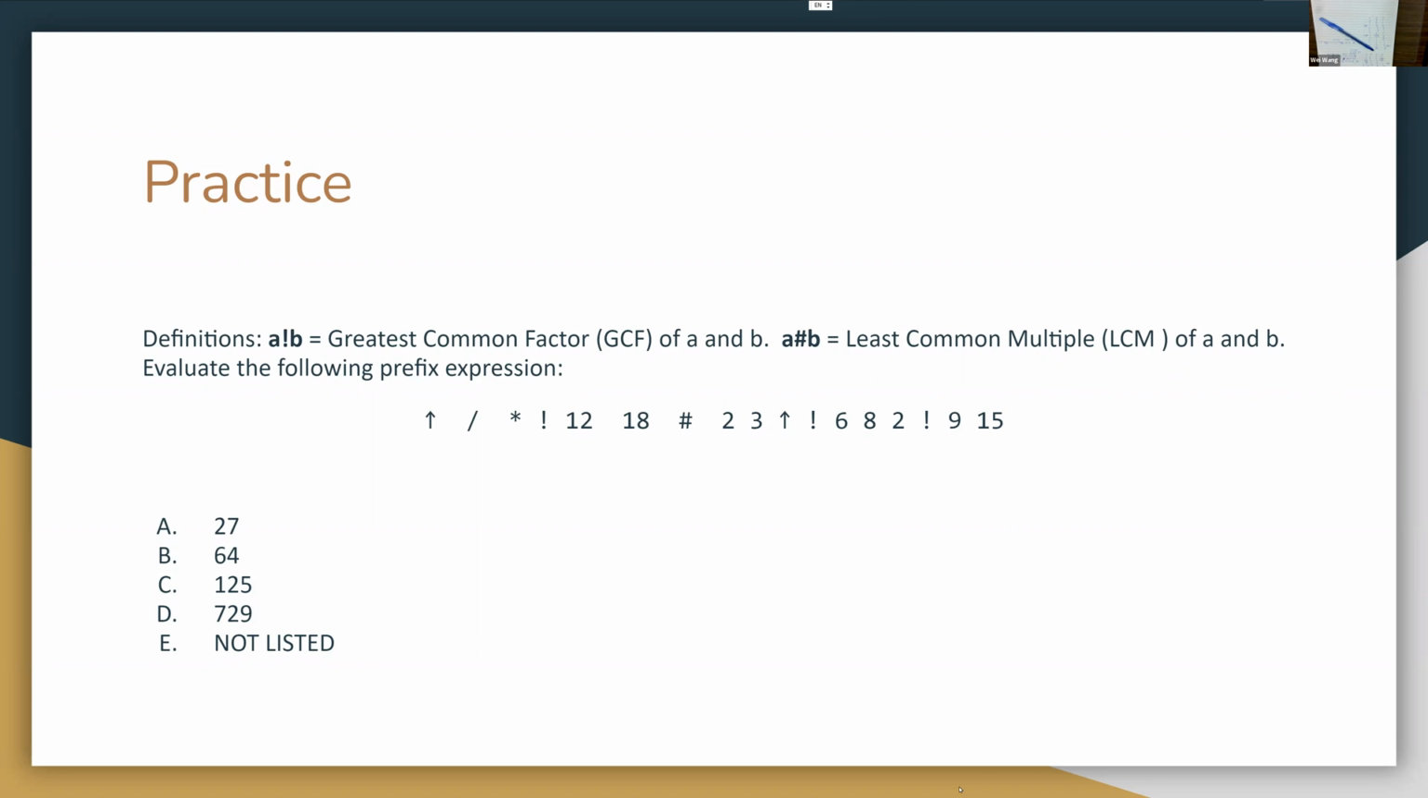Let me stop sharing. Let me copy this down first. So the expression is exponential, division, multiply, and the GCF, right? 12, 18, 2, 3, exponential, 6, 8, 2, 9, 15, right?